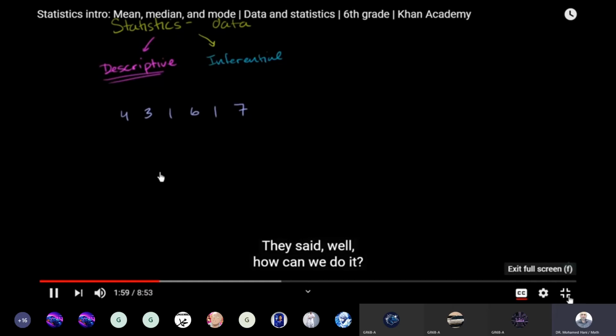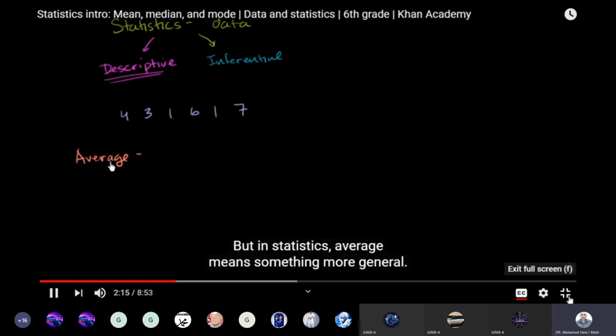They said, well, how can we do it? And we'll start by thinking of the idea of average. In everyday terminology, average has a very particular meaning. As we'll see, when many people talk about average, they're talking about the arithmetic mean, which we'll see shortly. But in statistics, average means something more general.